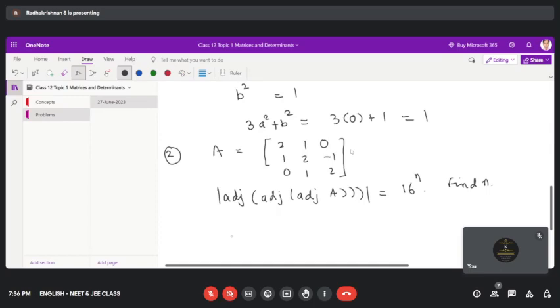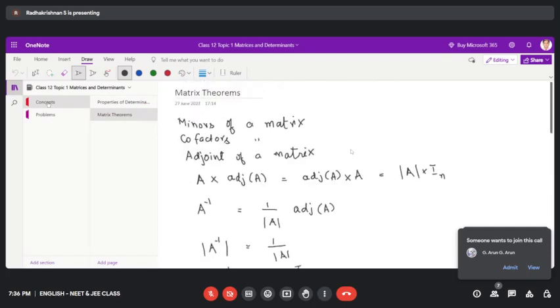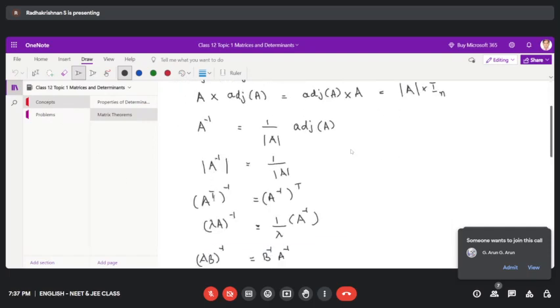Any idea how we can do this? Adjoint of adjoint of adjoint of A is equal to A, sir. No, it's not equal to A, it's not equal to adjoint of A either. We have to look at the formula for determinant of adjoint of adjoint of adjoint. Okay, so you see this formula.